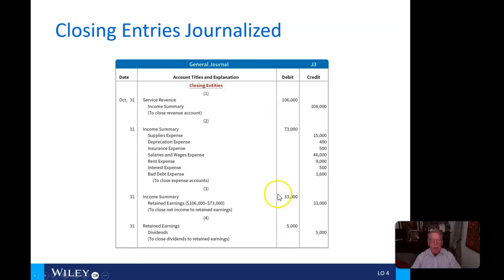And we put that balance into income summary in a 2-step process. And then we zero out that income summary here and here by doing that here. And we have a 1-step process for doing retained earnings. We simply zero out dividends and debit retained earnings to reduce it.